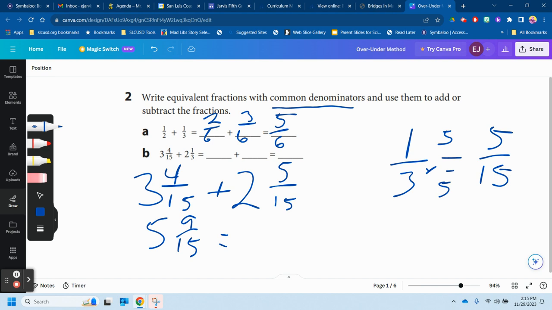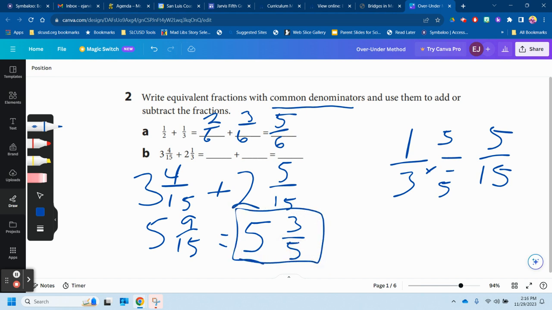Is there a number that both 9 and 15 can be divided by? And as I think about it, they both can be divided by 3. So if I take 9/15, I'm going to write my answer: 5. Divide 9 by 3, I would get 3. And divide 15 by 3, I'd get 5. So my final answer would be 5 3/5.